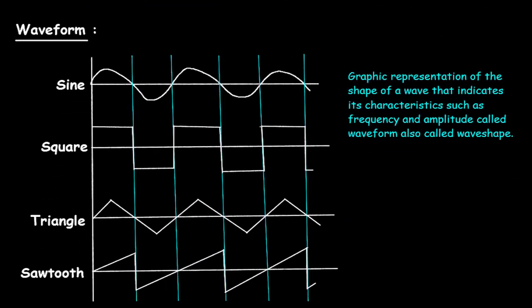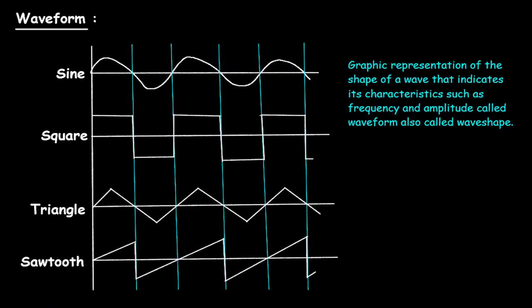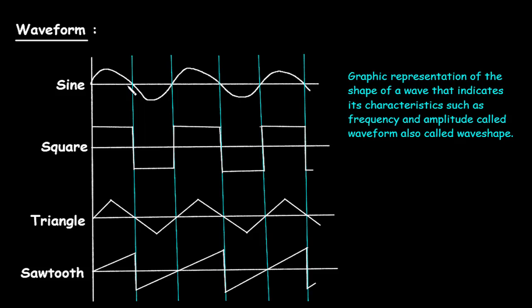Then next is waveform. The shape of alternating current may be a sine wave, or it may be a square wave, or it may be a triangular or sawtooth wave. Here we can see in the case of a sine wave, it is positive, then negative, and it is repeating periodically. Similarly in the case of a square wave, positive half cycle, then negative half cycle, and again it is repeating periodically. Similarly for the triangular wave and for the sawtooth wave.